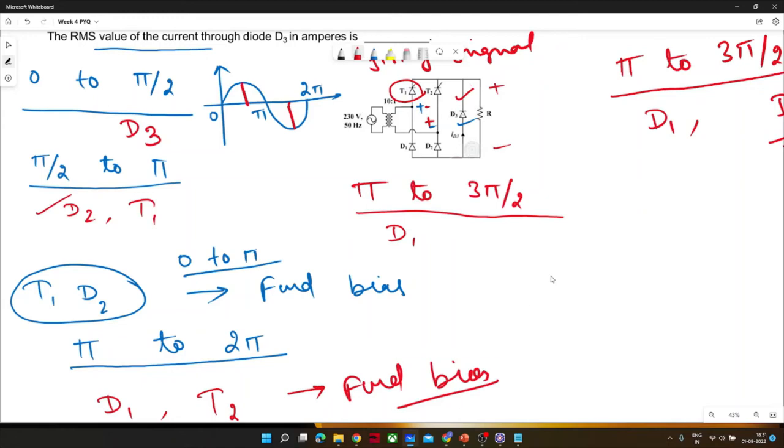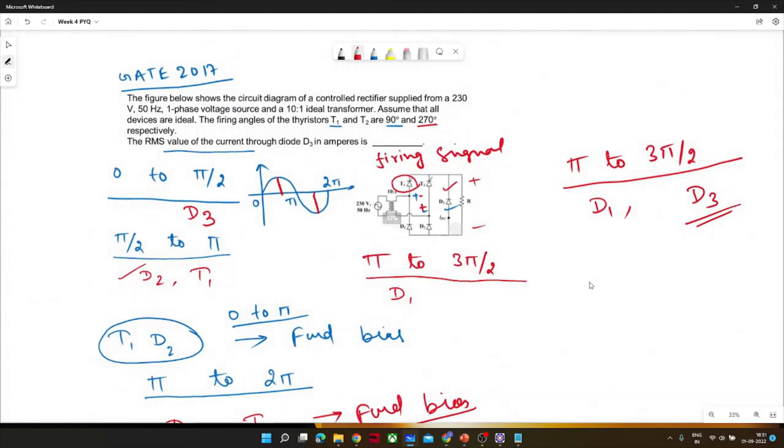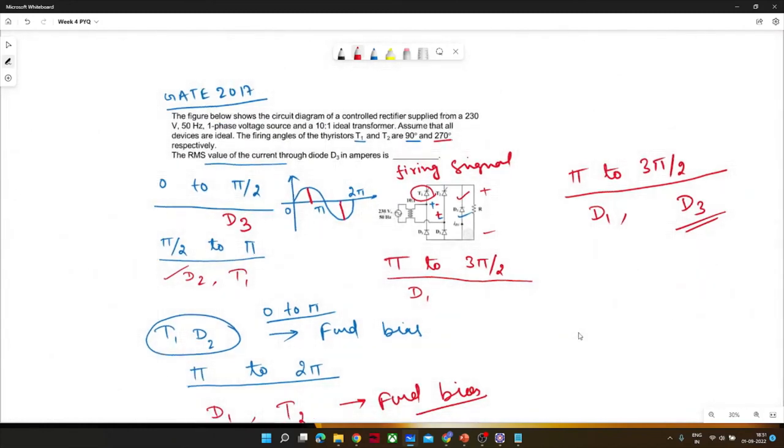I think it would become more messy. But what I want to convey here is that if the circuit is RL type, or RLE type with any energy, then this thyristor would continue to conduct after pi. T1 would continue to conduct after pi. But since it is a resistive load, it is a voltage stiff type of load. So if the supply is this, then the voltage across the resistor would be like this.